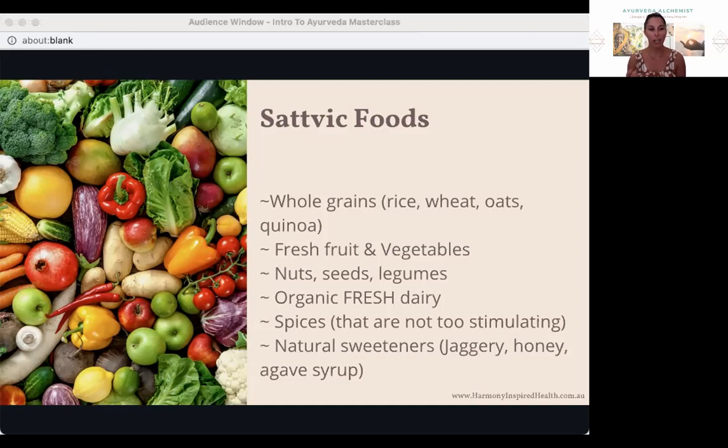Also spices, but ones that are not too stimulating. A lot of Ayurvedic spices have very medicinal benefits. And then natural sweeteners, so jaggery, honey, and agave syrup.